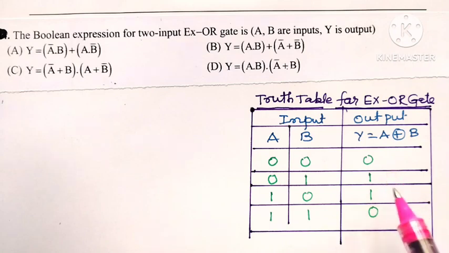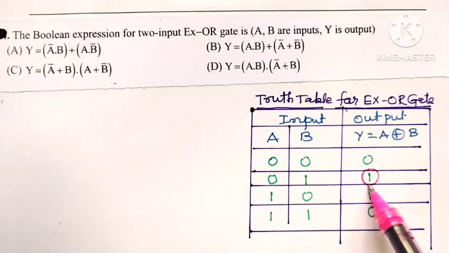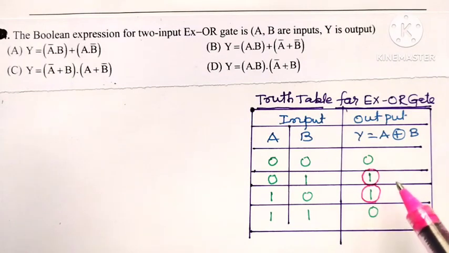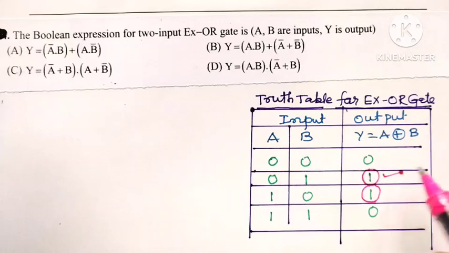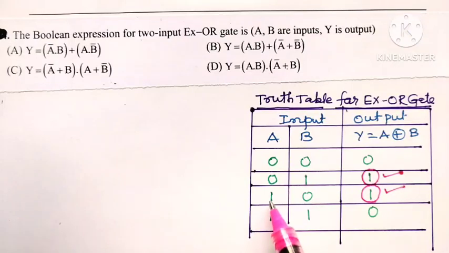From the truth table of any logic circuit, we can write the expression for its output. For that purpose, we will focus only on those cases for which the output of that logic circuit is 1. Here the output of the XOR gate is 1 when A is 0 and B is 1, or the output of the XOR gate is 1 when A is 1 and B is 0.